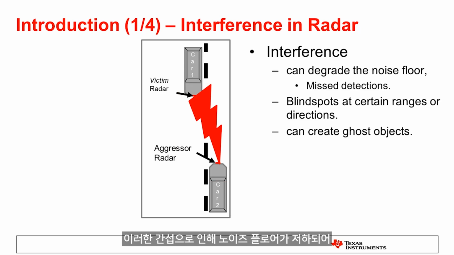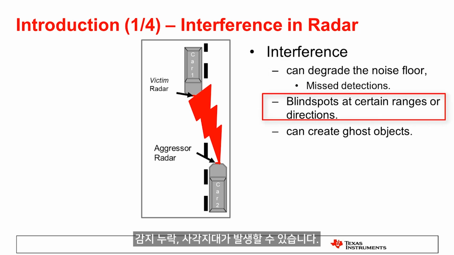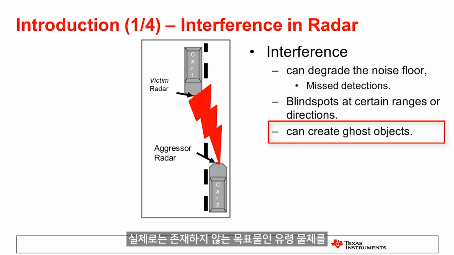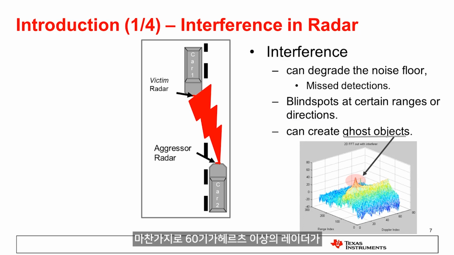Such cases of interference can result in a degradation of the noise floor, leading to missed detections, and blind spots at certain ranges or directions. It can even, in certain cases, create ghost objects, targets that are seen by the radar but do not exist in real life. Likewise, as more 60 GHz radars are used in industrial settings, similar interference-related artifacts will appear there as well.